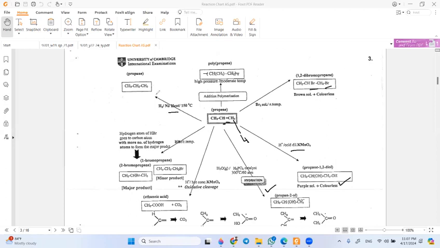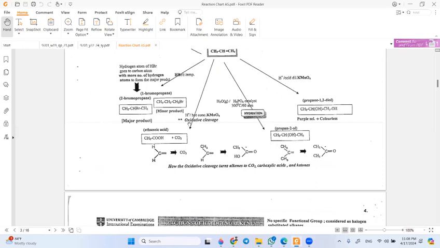H2 with nickel and heat, obviously the double bond is broken. Then HBr, major and minor. Look, in the major product, hydrogen is attached to the last carbon. In the minor product, hydrogen is attached to the middle one. Then with hot concentrated KMnO4, that is what we call oxidative cleavage, a rupture in the molecule.